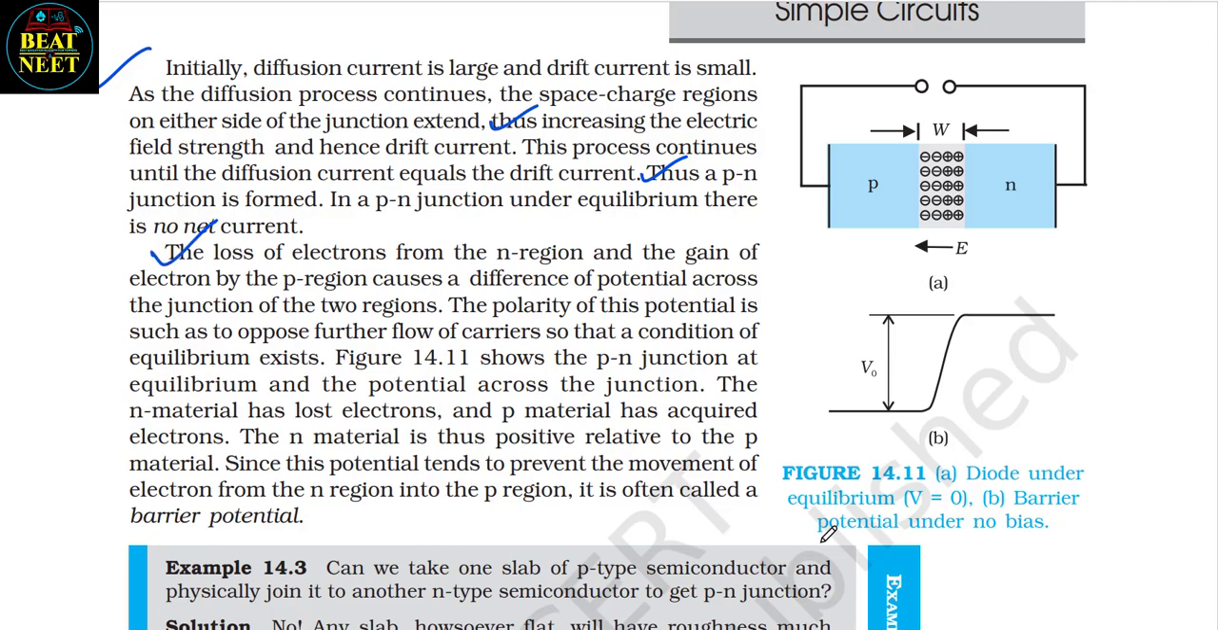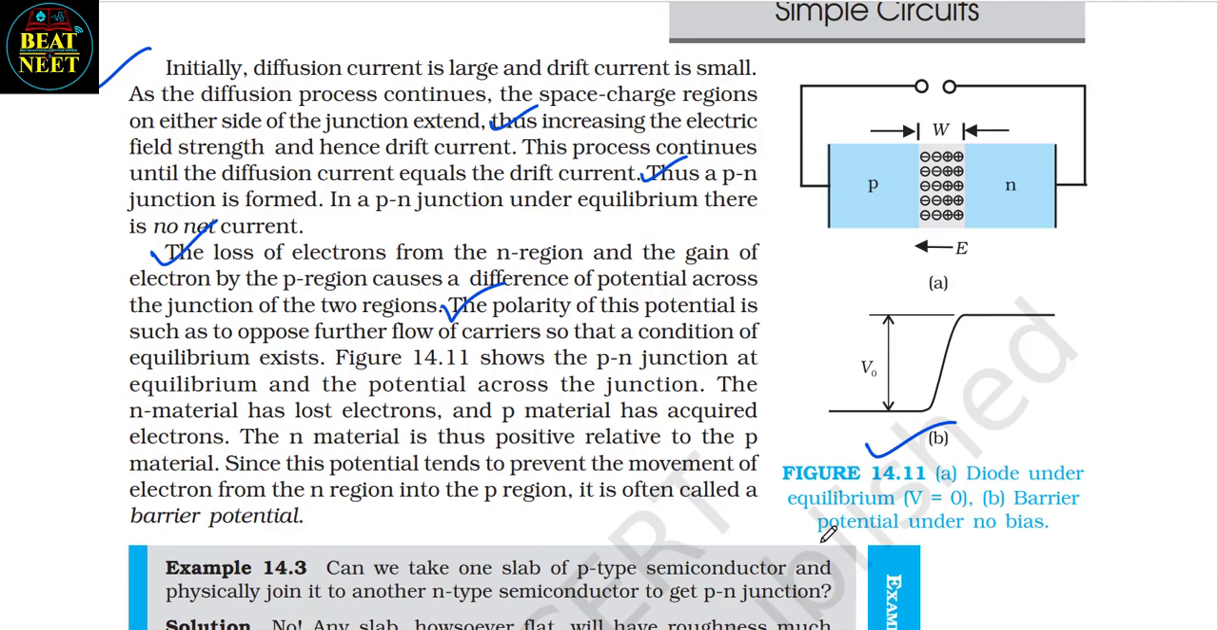The loss of electrons from the N region and the gain of electrons by the P region causes a difference of potential across the junction of the two regions. The polarity of this potential is such as to oppose further flow of carriers so that a condition of equilibrium exists. Figure 14.11 shows the PN junction at equilibrium and the potential across the junction.